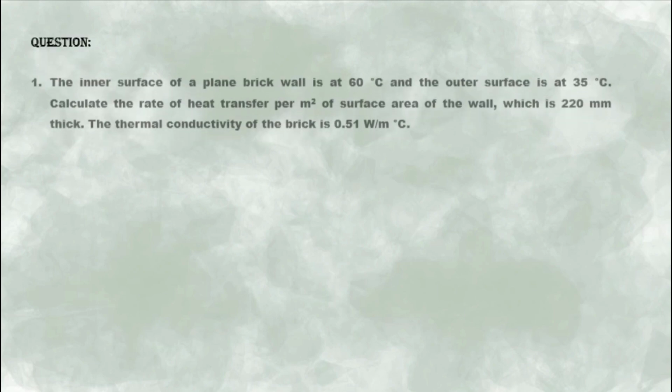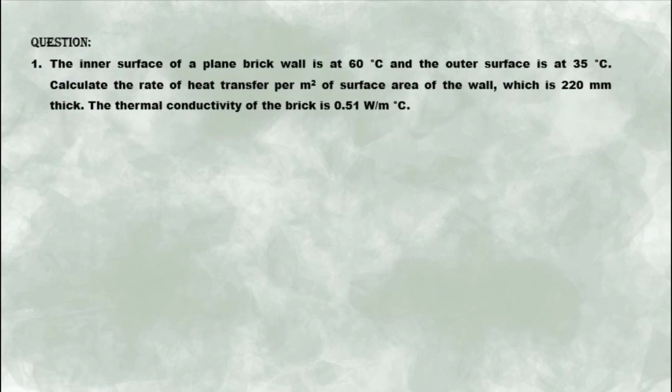Hello everyone, we have here two examples of the overview of heat transfer. For our first example, the inner surface of a plain brick wall is at 60 degrees Celsius and the outer surface is at 35 degrees Celsius. Calculate the rate of heat transfer per square meter of surface area of the wall, which is 220 mm thick. The thermal conductivity of the brick is 0.51 watts per meter degrees Celsius.